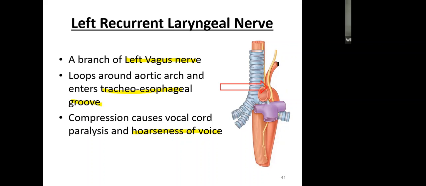So this is the position of the left recurrent laryngeal nerve. This would be the ligamentum arteriosum. Here's the pulmonary trunk. Here's the trachea, left and right primary bronchi. And so you can see just how close this is.